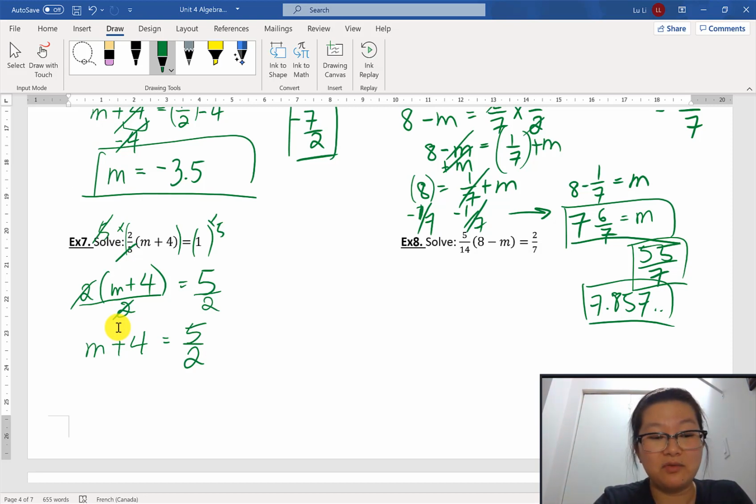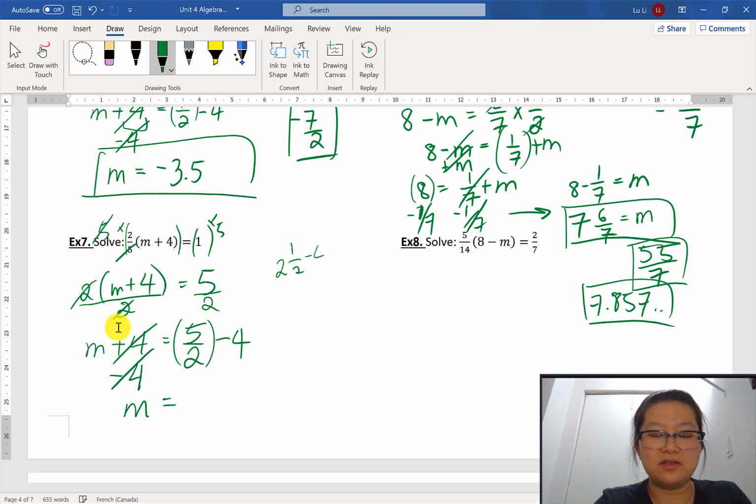Isolating for m, getting rid of all the other terms, we've got to get rid of this 4, this constant, by subtracting 4 on both sides of the equation. We now get m is equal to 5 over 2 minus 4. So what is that equal to? Well, you could put it in your calculator if you really want to, but 5 over 2 is essentially 2 and a half. And if I'm going to subtract 4, that's essentially negative 1 and 1/2.